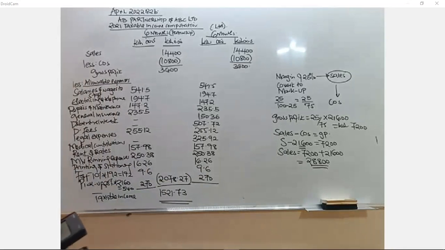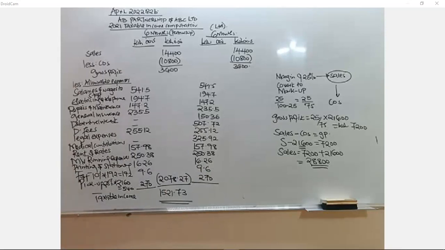Now let us go to the side of the limited liability company. 541.5 plus 194.7 plus 147.2 plus 235.5 plus 150.36 plus 150.36 plus 507.72 plus 255.12 plus 325.92 plus 157.98 plus 250.38 plus 16.26 plus 9.6 plus 270. I'm getting 3062. It should be 3062 or 36 something. Let me check. There is only one cost which I think I have not included here.